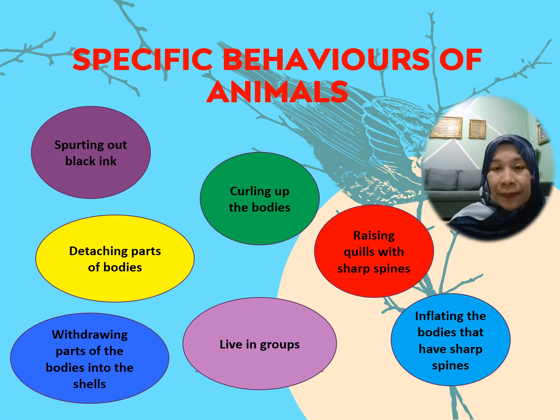For example, another special behavior is that animals live together in a group. Sometimes an animal withdraws parts of its body into the shell, because it has a hard shell. Now, let's see another of the specific behaviors. Some animals detach parts of their body, which means that part of the body will break off from the body.